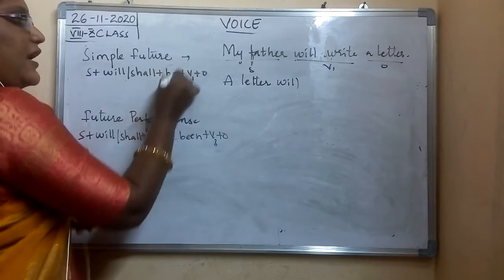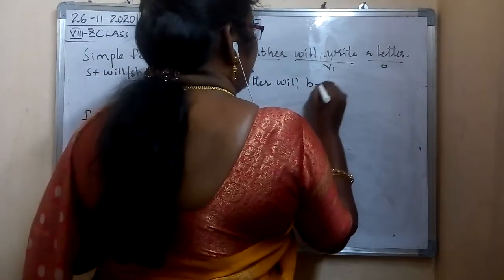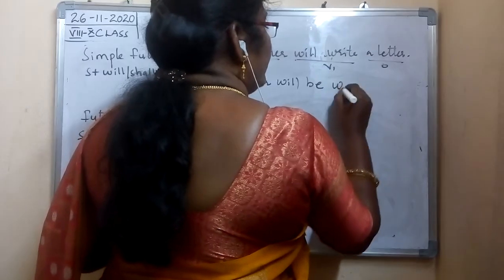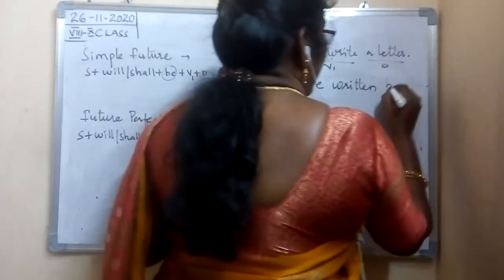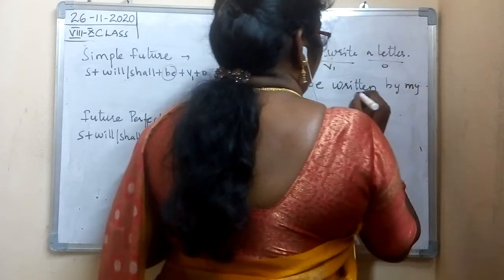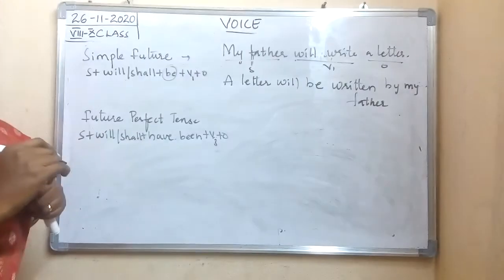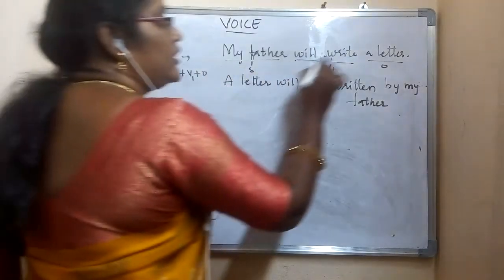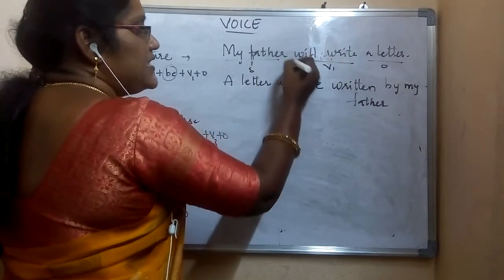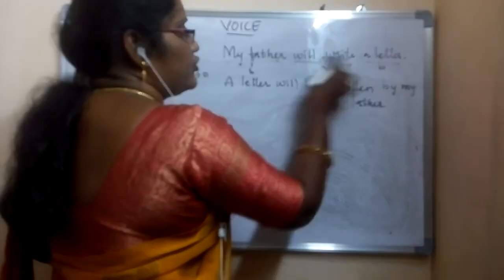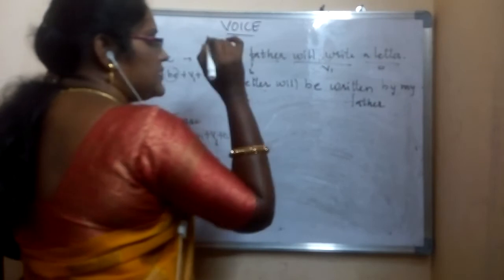After will or shall, what do we have to use? Be. According to the structure, what do we have to use? Be. A letter will be. Write changes to V3 form as what? Written. A letter will be written by my father. Is it clear? See here, my father will write a letter. My father is subject. Write is V1. Will is, according to the structure we have written, simple future. Then letter is object. Object becomes what? Subject.